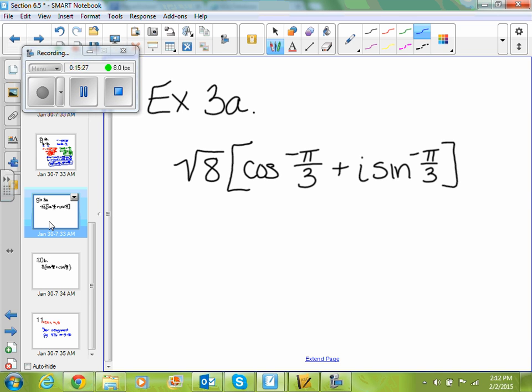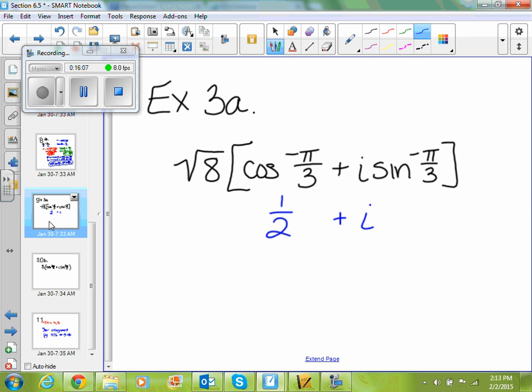This is even easier than putting it in trig form, because we just have to figure out what these things equal. So cosine of negative pi over 3. What's cosine of negative pi over 3 equal to? On your unit circle, remember you go to pi over 3 and then you flip it to the bottom. So my cosine simplifies to 1/2.